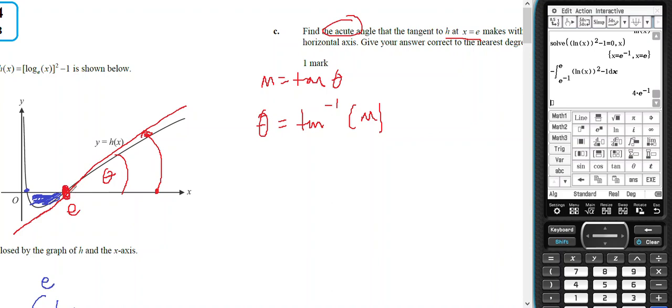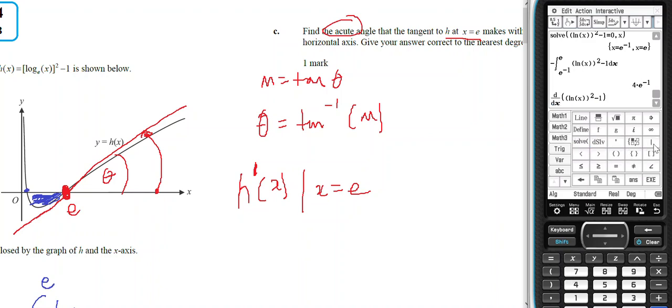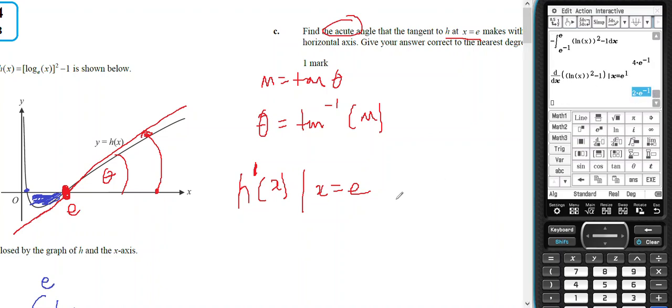So I'd like to find out what the gradient is there. I can do that two ways. I can take the derivative of h and make x equal E, where I could find the tangent at E and then work out what the gradient is. So this is my expression. I'd like to take the derivative with respect to x and give x equal to E. And I need to use this E here, not the variable. And I get 2 on E. So the gradient is equal to 2 on E.